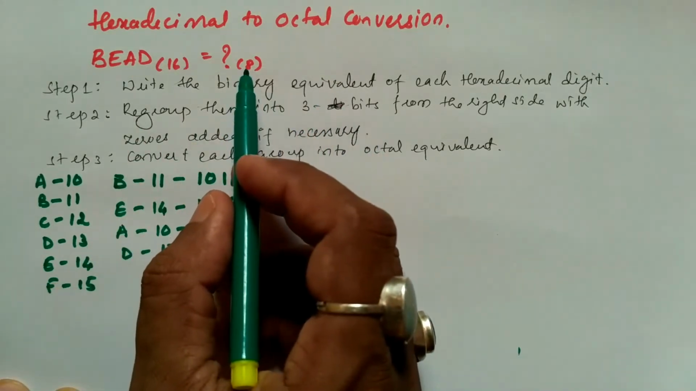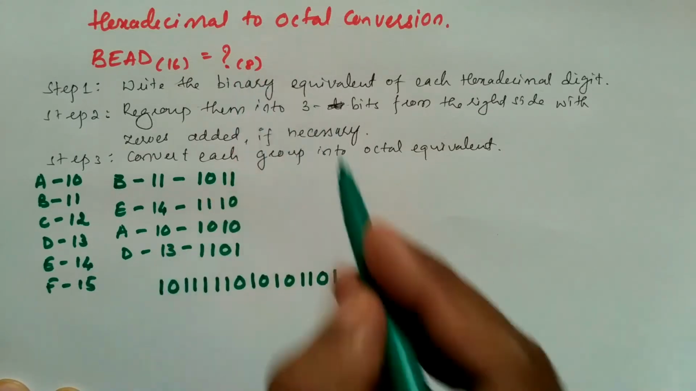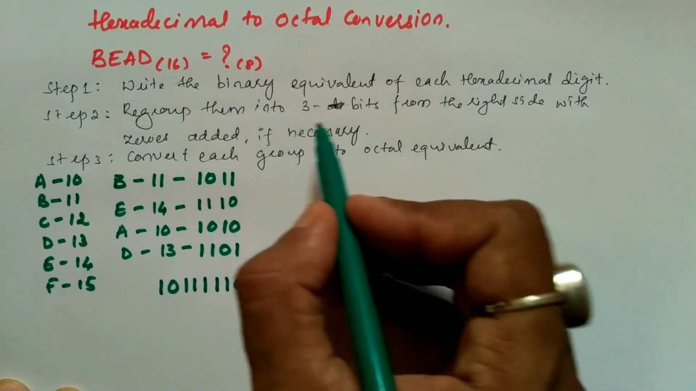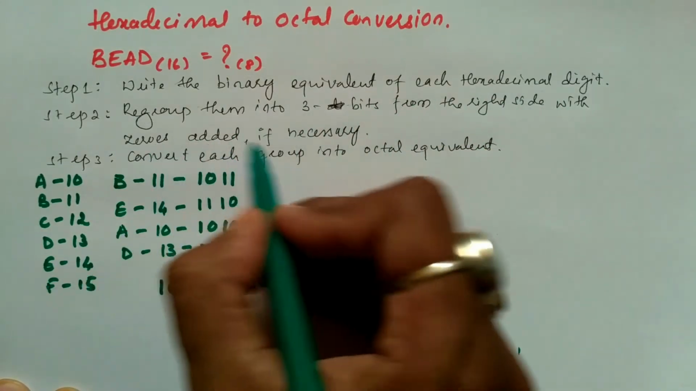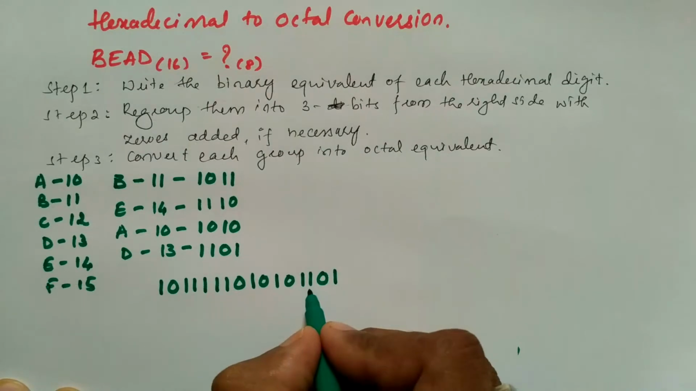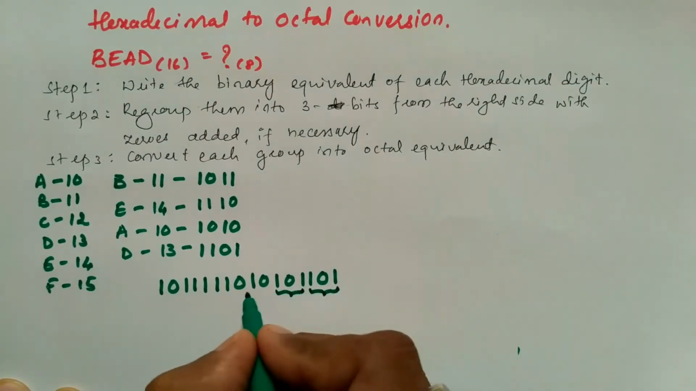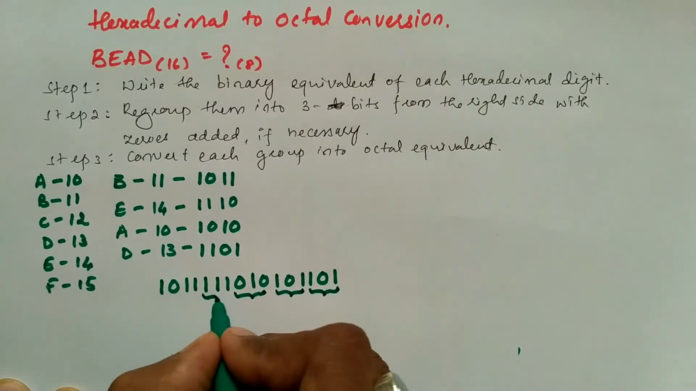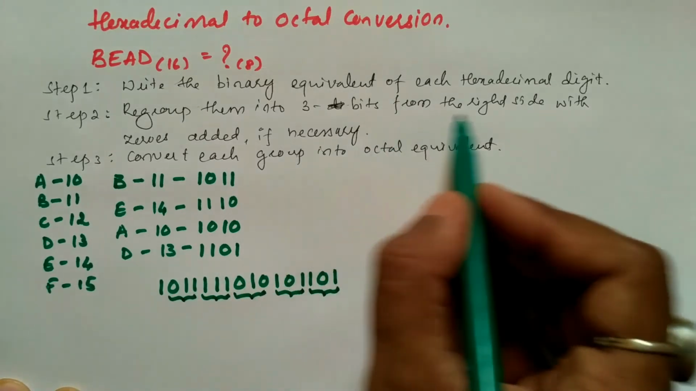Why 3 bits? 2 to the power 3 is equal to 8, because we are converting into an octal number. That's the reason we have to regroup them into 3 bits from the right side, with zeros added if necessary. So from the right-hand side, we group 3 bits together. Again 3 bits together, again 3 bits together, and again 3 bits together. And what is asked?